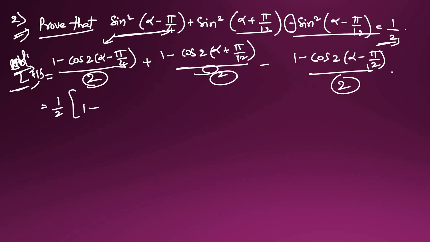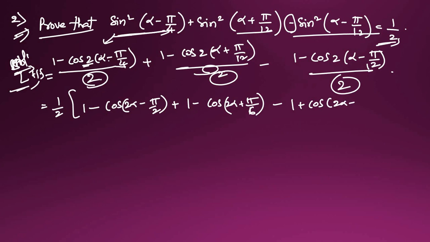Here, if we multiply with this 2 in this one, it will become cos of 2 alpha minus 2 multiply, it will become pi by 2 here again, and here plus 1 minus cos of 2 alpha plus pi by 12, so pi by 2 means 6 will come here, and minus 1 plus cos of 2 alpha minus pi by 12, so this is also 6 here. Okay, these are total here.